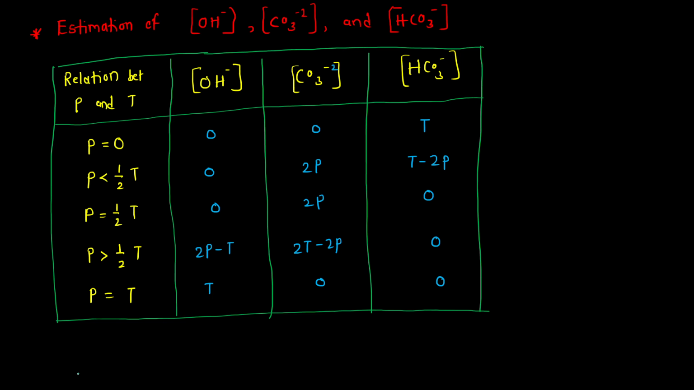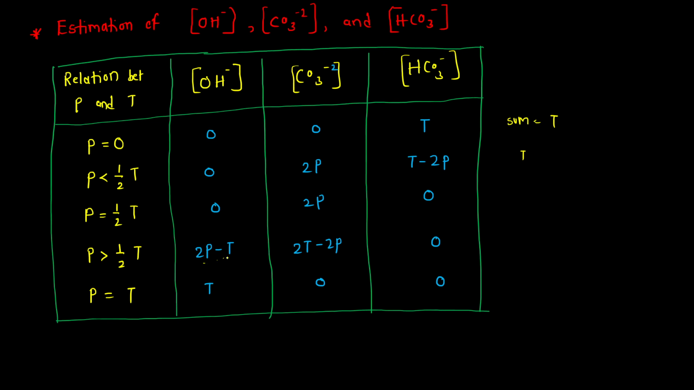Now how to remember this table? You have to learn this table, but there are a few points that you can remember. The sum in a row is equal to T. In the first case 0 plus 0 plus T, that means the sum is T. In the second case also 0 plus 2P plus T minus 2P, the 2P cancels, sum is T. The third case is an exception. You remember this: when P is equal to half of T, then it is 2P. If P is less than half of T, it is T minus 2P. The opposite of this is present when P is greater than half of T: 2P minus T.